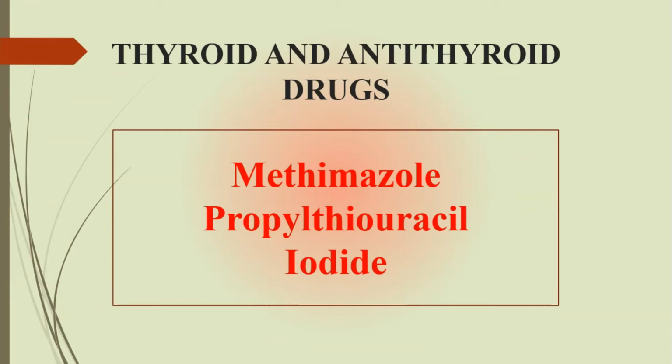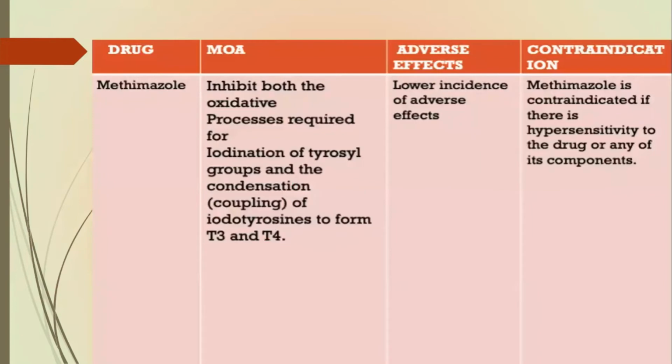Methimazole inhibits both the oxidative process required for iodination of thyrosyl groups and the condensation of iodotyrosine to form T3 and T4. It has a lower incidence of adverse effects. Methimazole is contraindicated if there is hypersensitivity to the drug or any of its components.